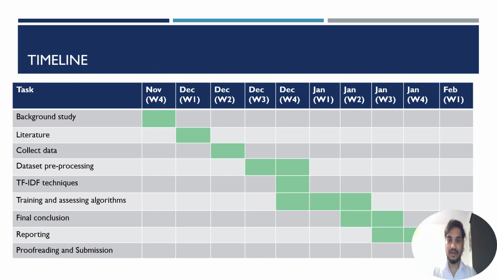In this slide, this Gantt chart outlines the project timeline from late November to early February, where the background study and literature review are completed first, followed by data collection and pre-processing. TF-IDF feature engineering is carried out in December, after which the three machine learning algorithms are trained and evaluated throughout January. The project concludes with reporting, proofreading, and final submission in early February.